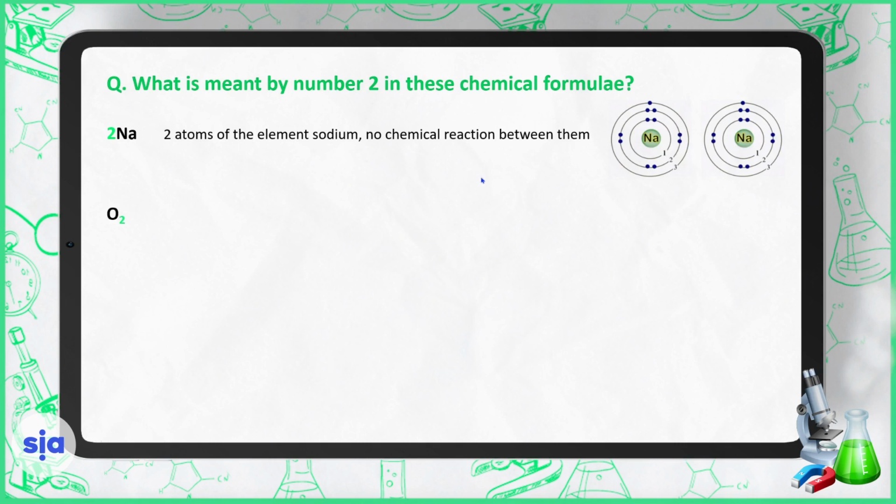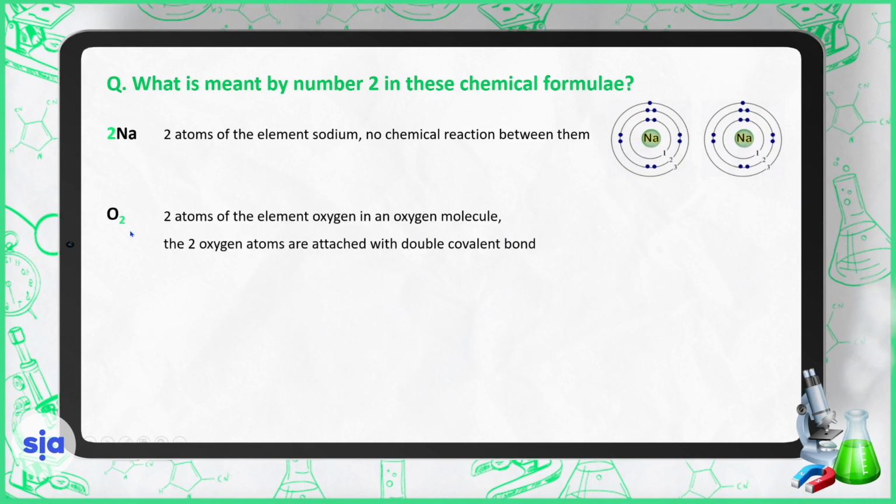O2. When you put the number after the atom, they are 2 atoms of the same element, but they are attached together. So 2 atoms of oxygen are attached together by a double covalent bond, because each atom will share 2 electrons with the other atom, forming an oxygen molecule.